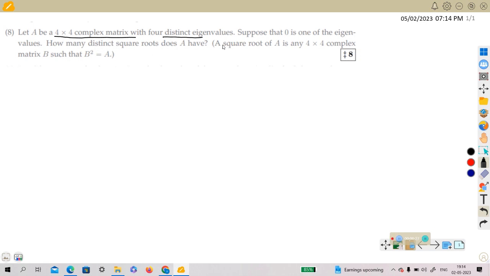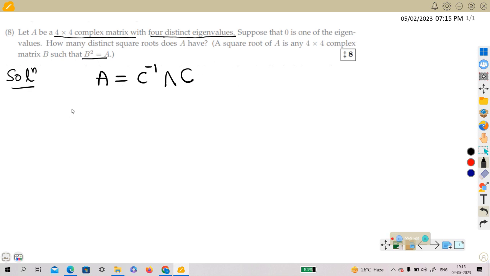They have defined a square root of a matrix A as any 4 cross 4 complex matrix B such that B square is equal to A. Okay, so we will do this solution. First of all, we are given that A has 4 distinct eigenvalues. The moment we see that there are distinct eigenvalues, we know that it is diagonalizable. So we can write A as C inverse gamma C, where gamma is a diagonal matrix.